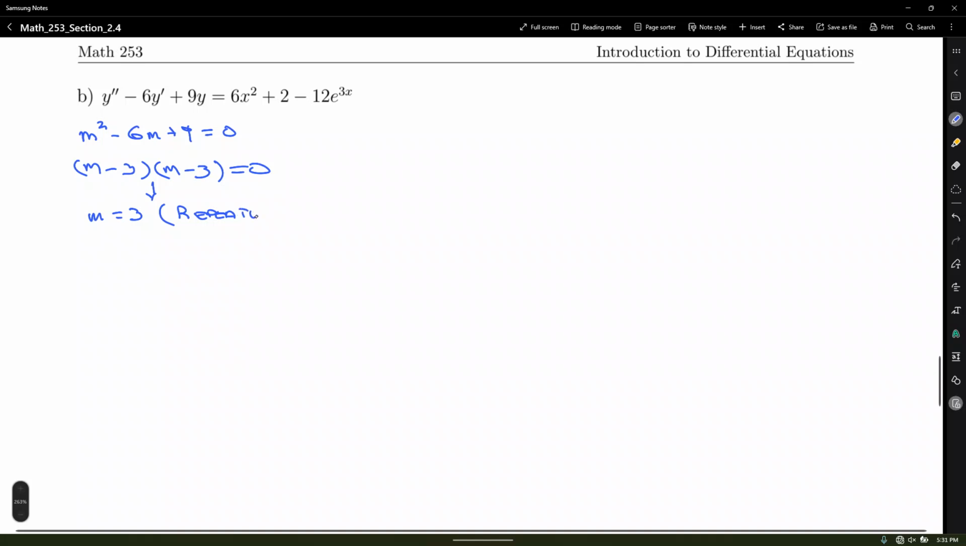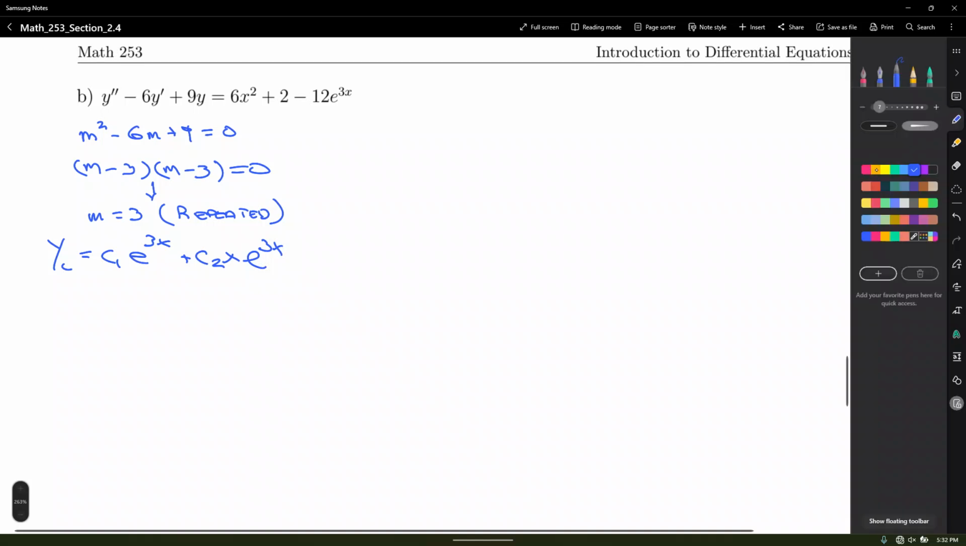All right, here we go. So y sub c will be c1 e to the 3x plus c2 e to the 3x, but in this case make sure to multiply by a power of x. Unless we have even more repetitions of the same, we just add more powers of x. We did a couple of exercises about that in the previous section. All right, let's have a look at y sub p.